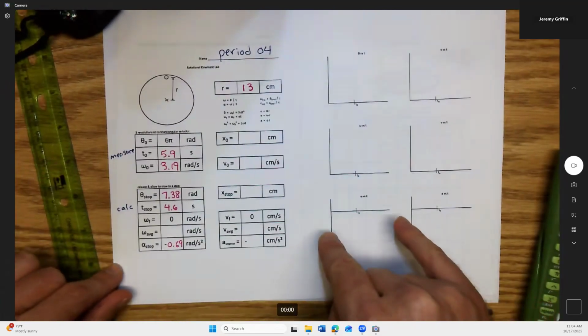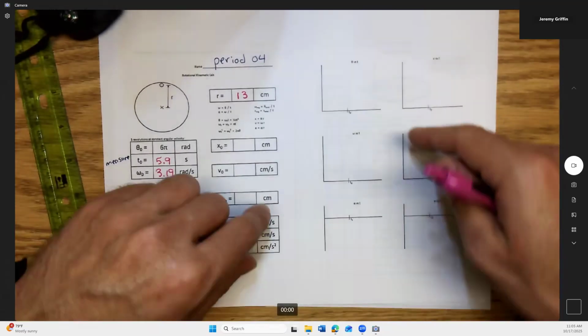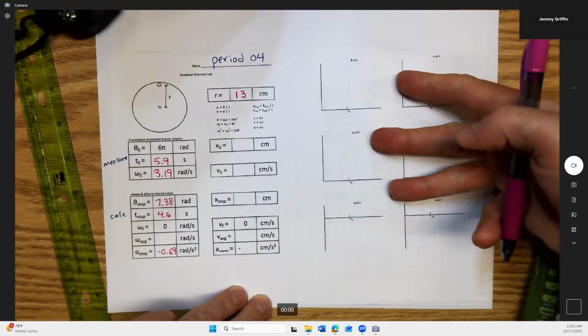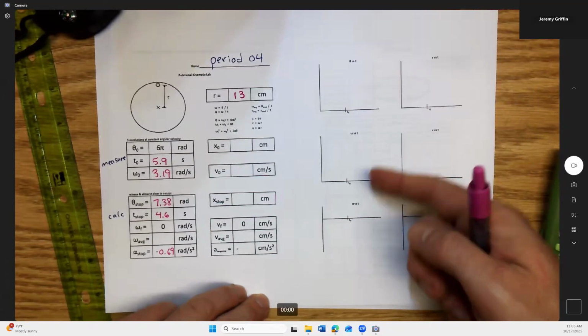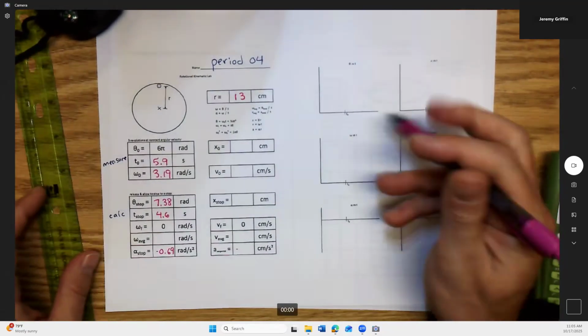How about this? Let's do some graphs and we'll come back and get the linear values later. Let's do some graphs. So, hey, look, we got displacement, velocity, and acceleration versus time. Only these are all the angular values. It says theta, omega, and alpha. So angular displacement. Yeah, let's start with that middle graph.